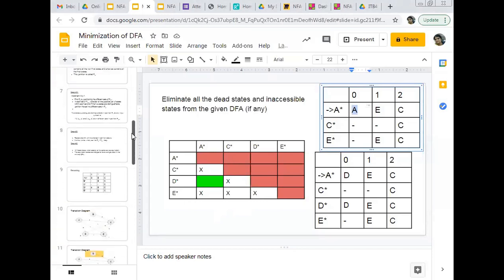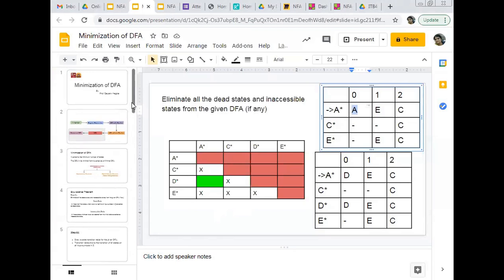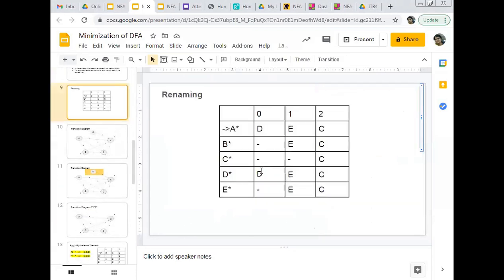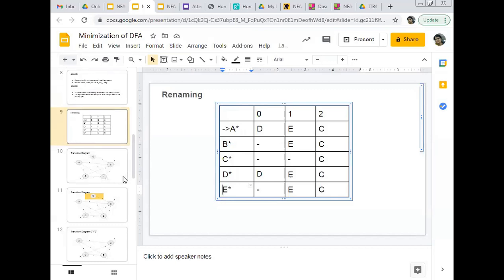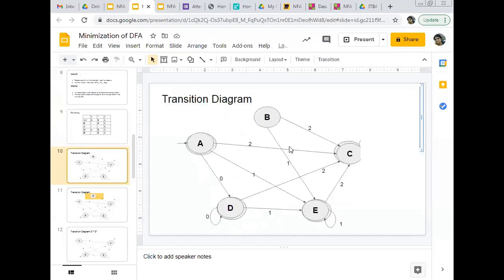Okay, so this is minimization of DFA. If you see, we had taken this as our state table. Then we checked which is our final state and which is our non-final state. Final state should be compared with final state, and non-final state with non-final state. You have to remember this. Before going to minimization, what did we do? We checked whether we have any state which can be removed before minimization. Do we have any dead state or inaccessible state?